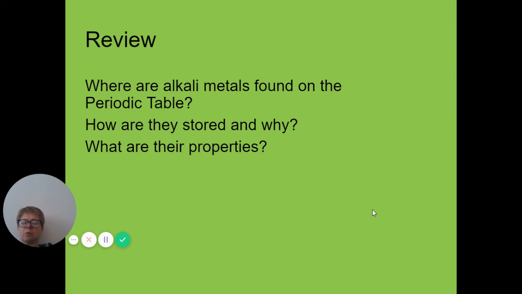So again, the video can be paused here. And the answers then, they are found in group 1 on the left-hand side of the periodic table. They're stored in oil to prevent them from reacting with the air. And they've got lots of properties similar to other metals, but their unique properties are that they're very, very soft and they're very, very reactive. They're also less dense than most other metals.